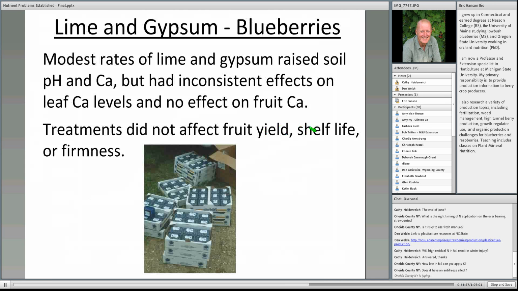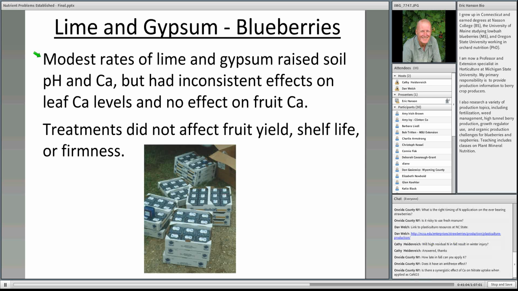But what we found from a quality standpoint is that these modest rates of lime and gypsum raised the pH and calcium levels of the soil, but had inconsistent effects on the leaf calcium levels. And in 2 years, when we measured them, had no effect on fruit calcium levels. So they seemed to get calcium somewhat into the plant, but they did not elevate calcium levels in the fruit themselves, which is where we want it. And the treatments, as a result, had no effect on fruit yield or the shelf life or the firmness.